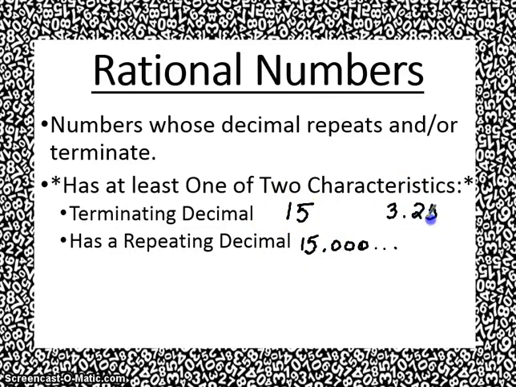3.25 is a terminating decimal. It stops. It doesn't keep going on and on. A repeating decimal would be like 5.333, and the 3 is repeating. You often see a bar over the top to show that that number repeats.